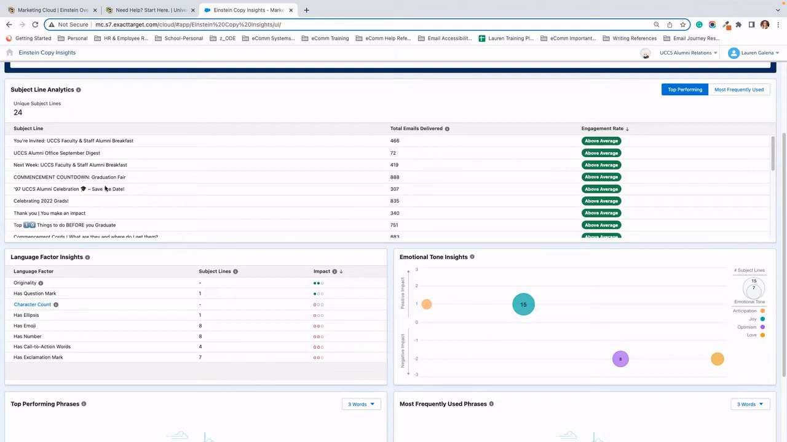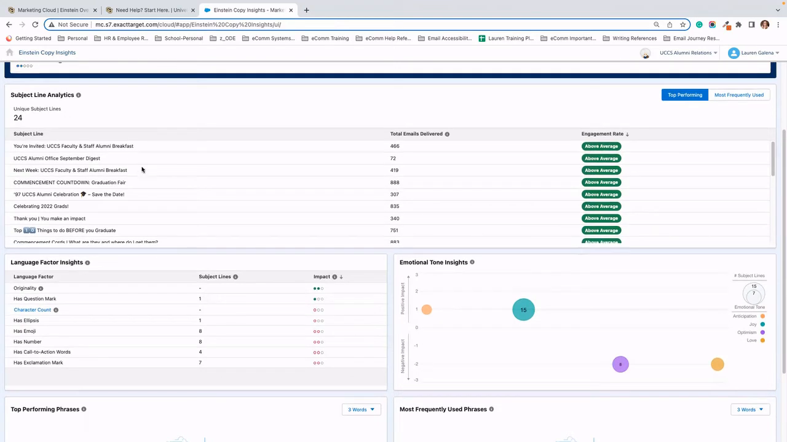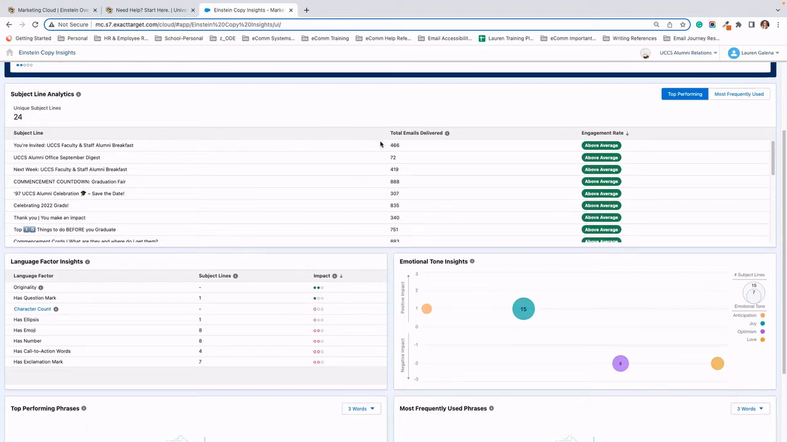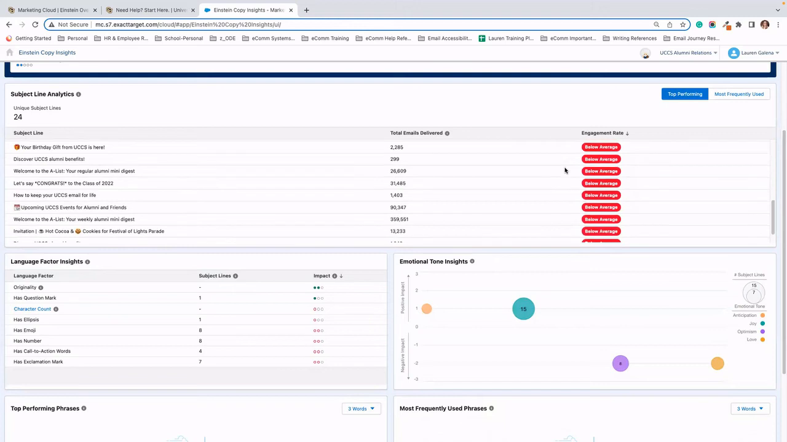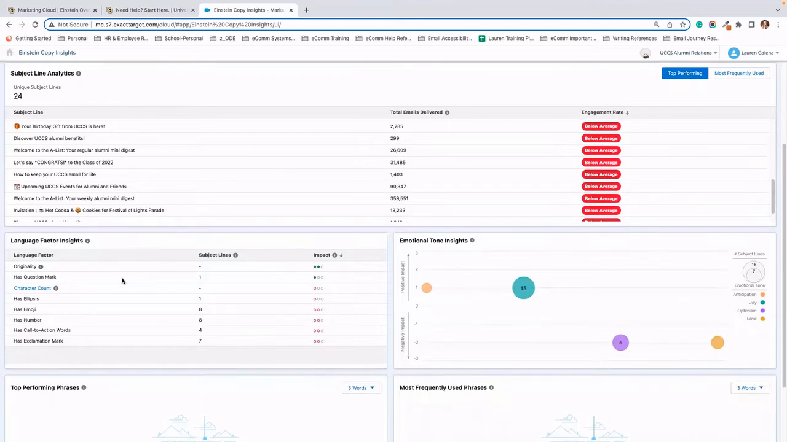So here you can see under the subject line analytics, the different subject lines that have been used in this business unit, and the engagement rate assigned to those subject lines. So you can see the You're Invited UCCS faculty and staff alumni breakfast has an above average engagement rate versus Welcome to the A-List, your weekly alumni mini digest has below average engagement rate. And then under the language factor insights, this will list out different language factors that have an impact on the performance of your subject line and engagement rate.